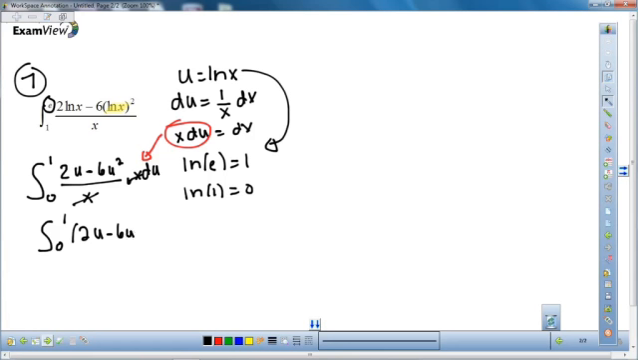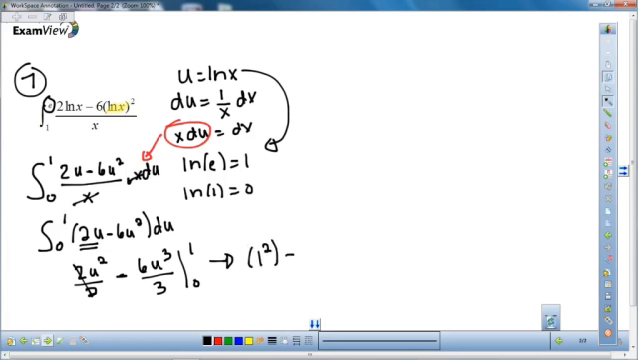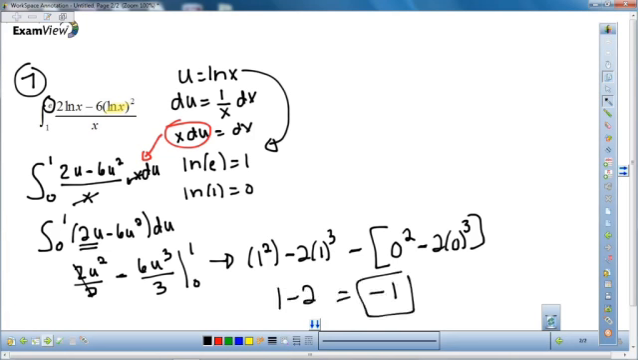So now I can take the antiderivative of each term individually. The antiderivative of 2u is 2u squared over 2, and the antiderivative of 6u squared is 2u to the third. Remember, we're adding 1. And we're going from 0 to 1. Because I did the change of variables, I don't have to substitute u back. So I'm going to have 1 squared minus 2 times 1 cubed, minus 0 squared minus 2 times 0 to the third. So I'm going to have 1 minus 2, which is negative 1.